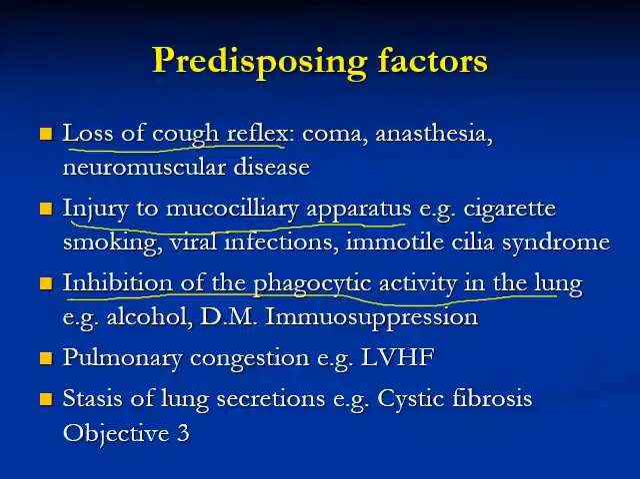In the lung, there is phagocytic activity. Usually, it's caused by the alveolar macrophage. When any microorganism or foreign body enters the lung parenchyma, the alveolar macrophage can engulf or attack this microorganism. So when this phagocytic activity is inhibited by alcohol, diabetes mellitus, immunosuppressive drugs, or other diseases like malignancy, leukemia, and lymphoma, it may lead to recurrent chest infection.